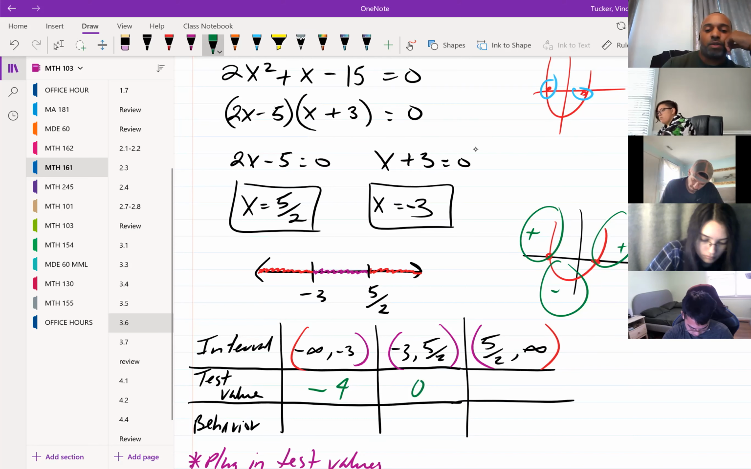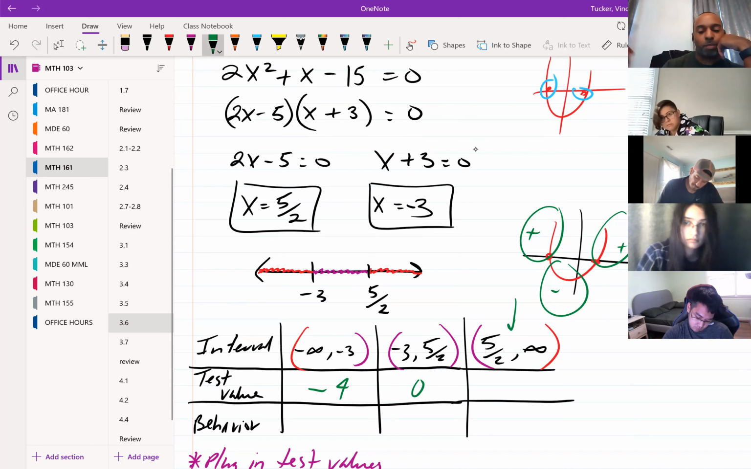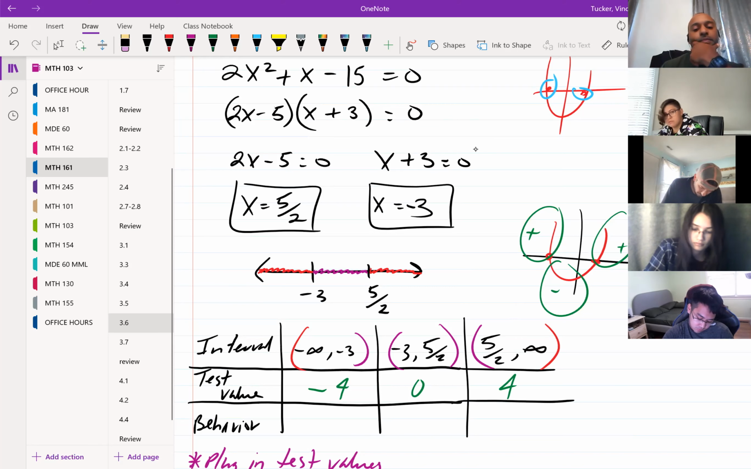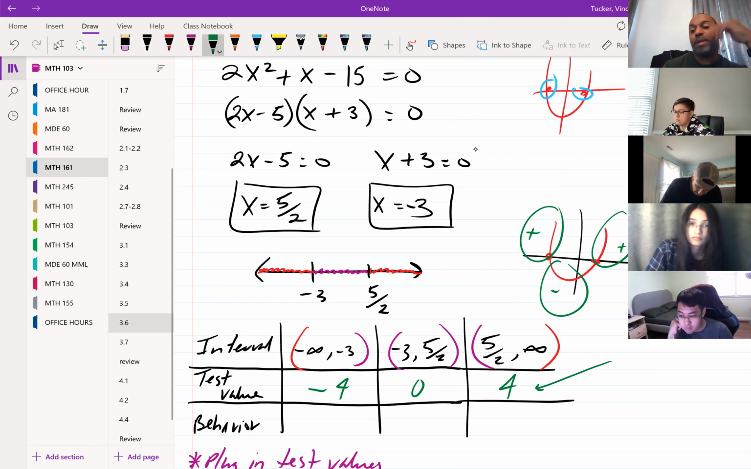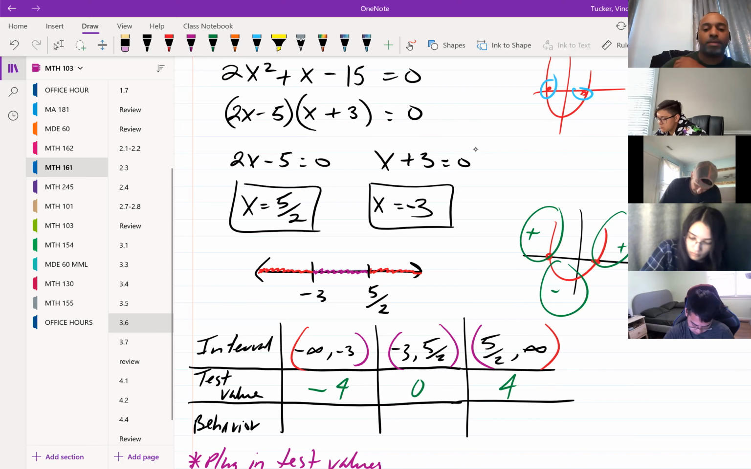I like to choose 0 when I can. So I choose 0, that's in between -3 and 5/2. And once again, everything in this interval will respond the same way. So I'll choose something greater than 5/2. And I believe I chose +4, according to my notes. But you can choose anything. If you want to put 1 million right there, it's still going to give you either a positive or negative number. That's what we're looking for. If 4 produces a positive number, then all of the numbers in that interval produce the same type of number. In other words, same behavior in your graph.